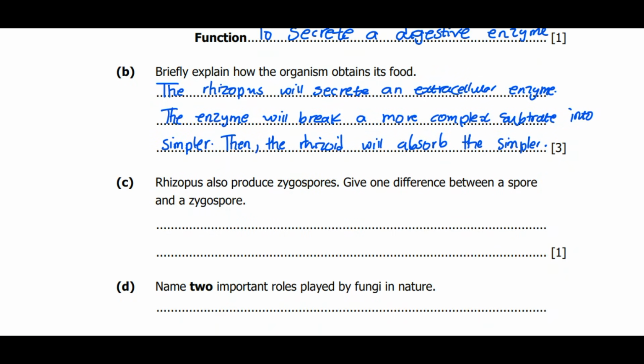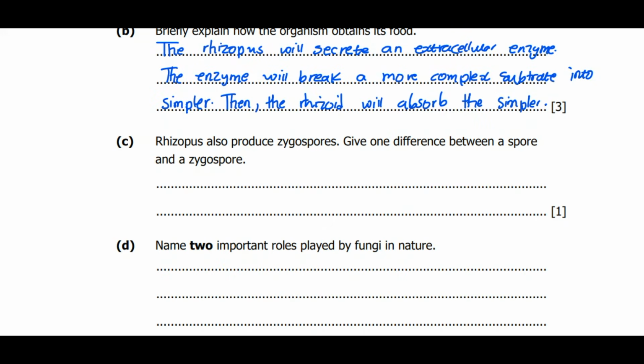Now we can move on to question C. Rhizopus also produces zygospore. Give one difference between a spore and a zygospore. Now here, we know that rhizopus can undergo two types of reproduction.